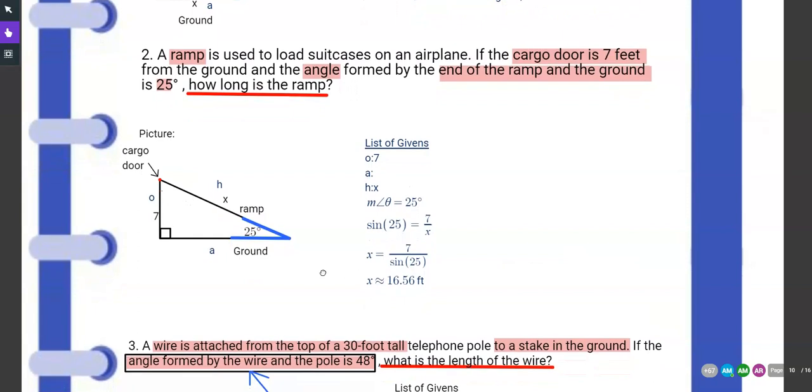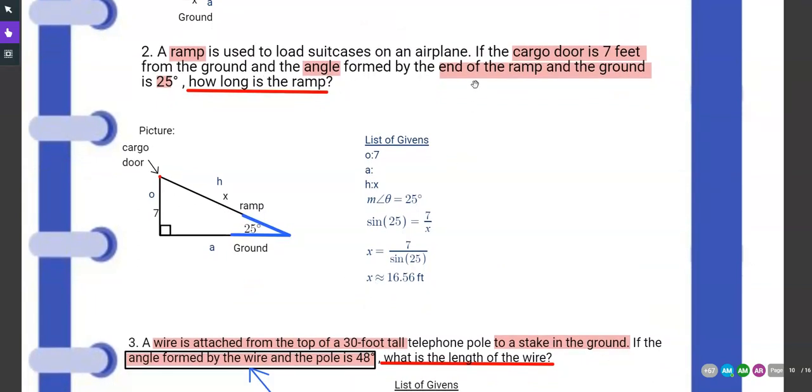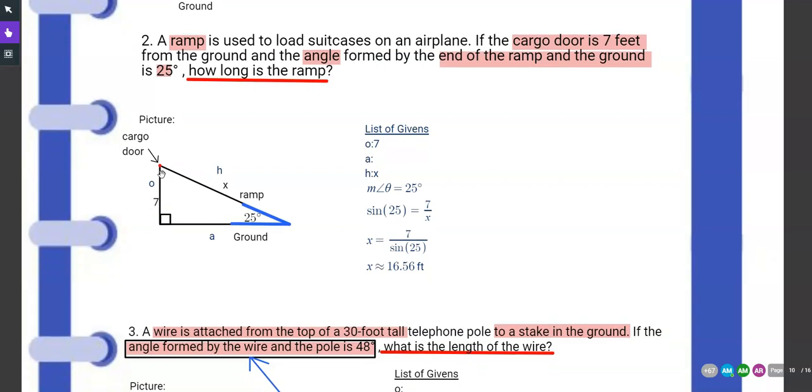Number 2, a ramp is used to load suitcases on an airplane. If the cargo door is 7 feet from the ground and the angle formed by the end of the ramp and the ground is 25 degrees, how long is the ramp? So again, I drew a picture with the right triangle. This is my ramp, this is my ground, and this is the distance between the ground and the cargo door. So the cargo door is 7 feet off the ground, and the ramp and the ground form a 25-degree angle, and we want to know how long the ramp is.